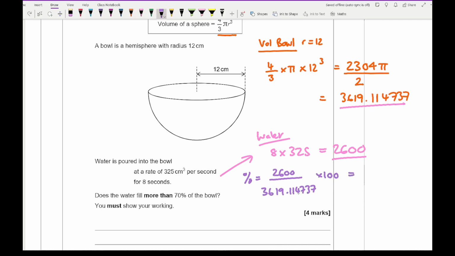So I've got 2,600 divided by 3619.114737, multiply that by 100, and I get an answer of 71.84%. So the question says, does it fill more than 70%? The answer then is yes.